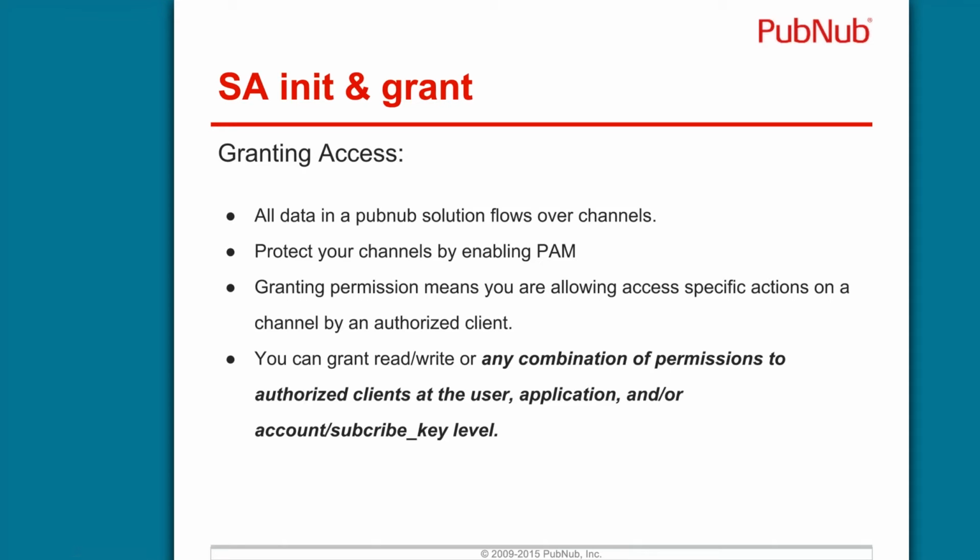All right. So granting access. I've said granting access quite a bit. All your data in a PubNub solution flows over a channel. You want to protect those channels, and you enable PAM to do that. Granting permission means that you're allowing access for specific actions on specific channels by specific authorized clients. It's a kind of a mouthful, but it's not that difficult. You can grant read-write access to any of the combinations that are available to clients at the user level, at the application level, or at the channel level.